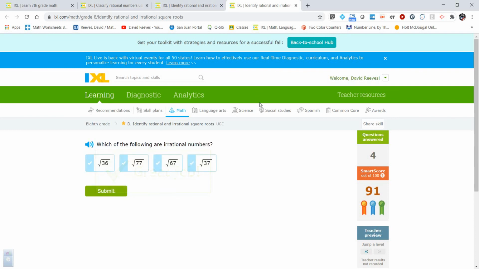Gotcha. All right, well, hopefully that's enough for you to understand better now rational and irrational numbers, as well as integers and whole numbers. And I threw them in. They're not in the book or in IXL, but they're counting numbers.